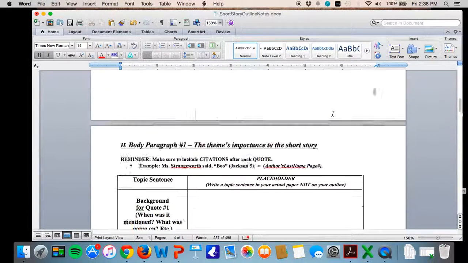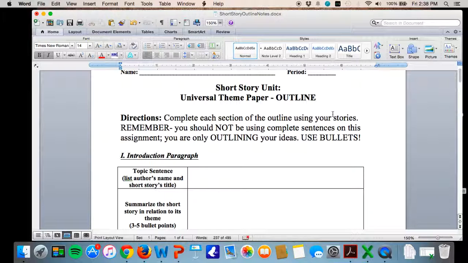So you are welcome to use some of my notes to help you to complete this. Some of the things you might be able to use word for word. Otherwise, you want to make sure that you're coming up with your own ideas.